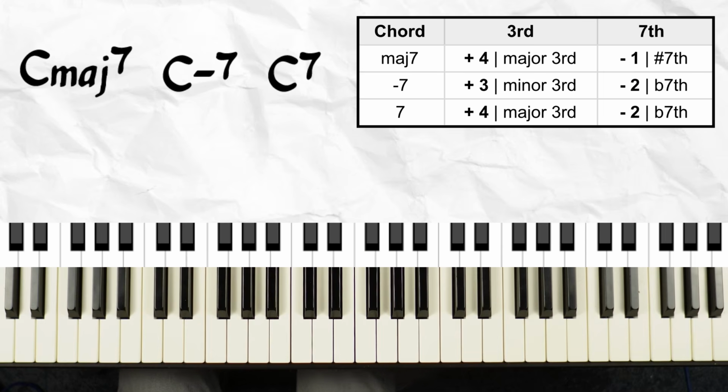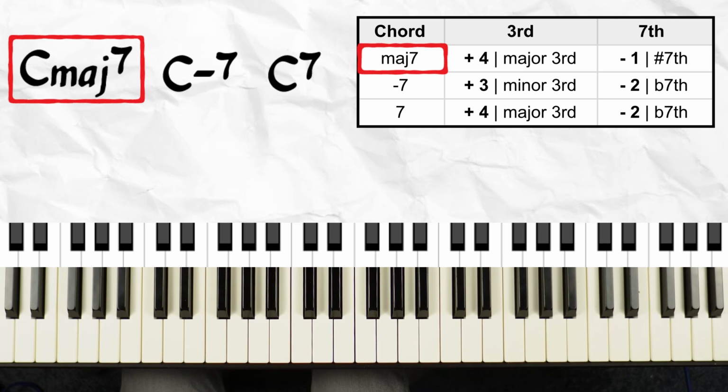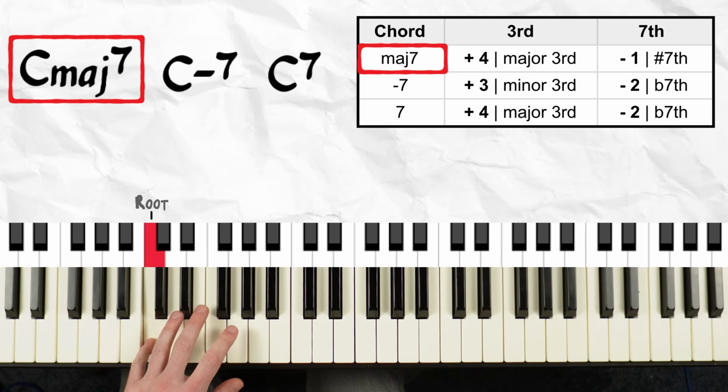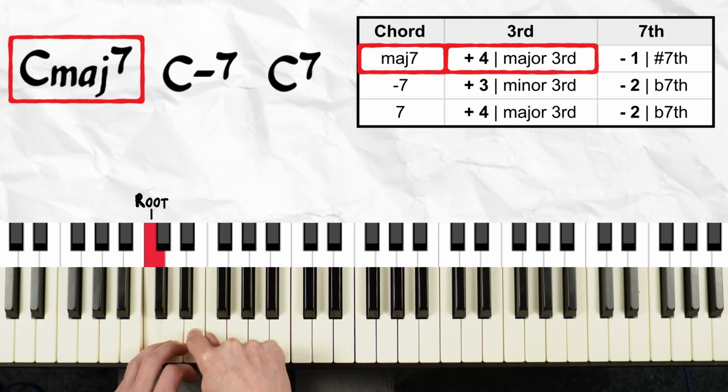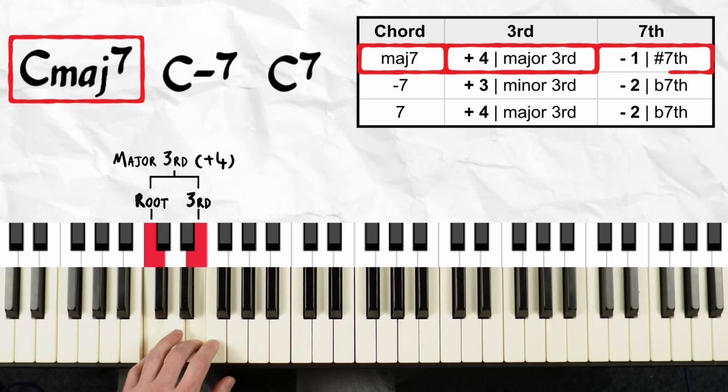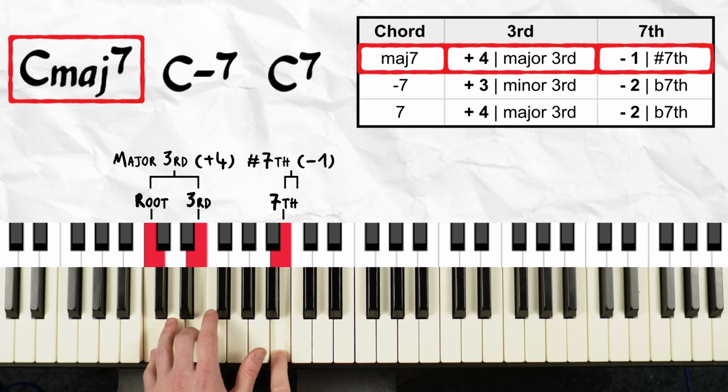To find a root 3rd and 7th shell for C major 7, we start with the root in the pinky. And then major 7 chords have a major 3rd, which is 4 semitones above the root. 1, 2, 3, 4. And a sharp 7th, which is 1 semitone below the root. So to find that, we jump up to the root above and then come down 1 semitone.